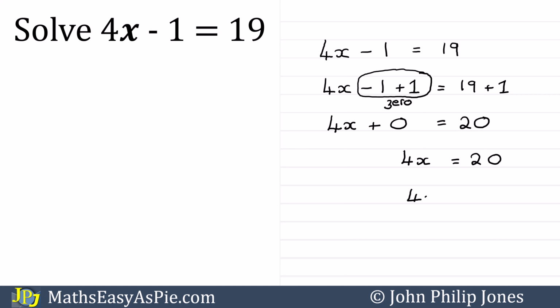Now I'm going to take the 4x and divide it by 4 to isolate the x. So I have to do the same to the other side. And then you end up with x equals 20 divided by 4 equals 5.